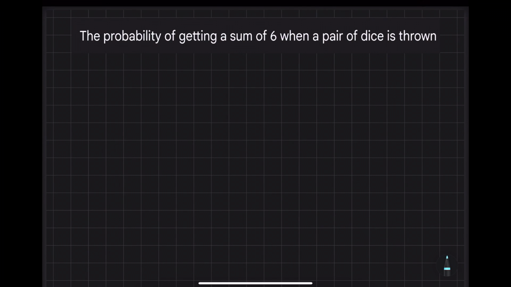So, we've got a wholesome new problem which says: find the probability of getting a sum of 6 when a pair of dice is thrown. This question is very interesting. First, try to understand the total number of elements in the sample space.